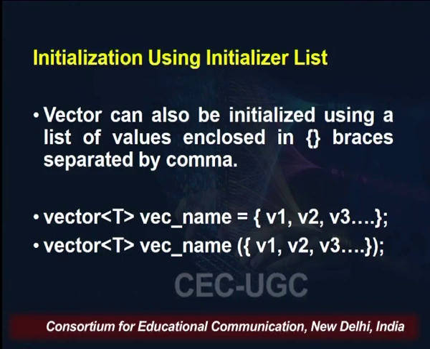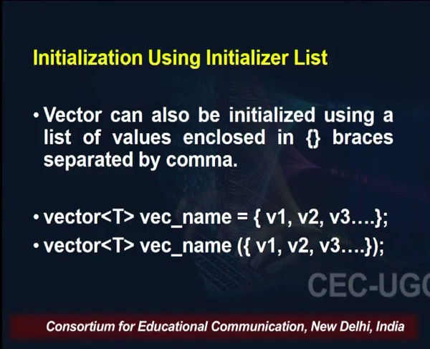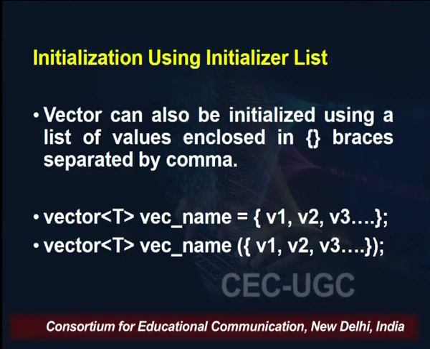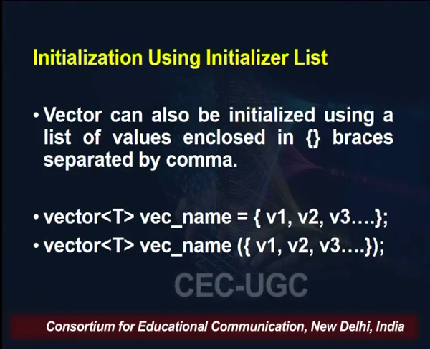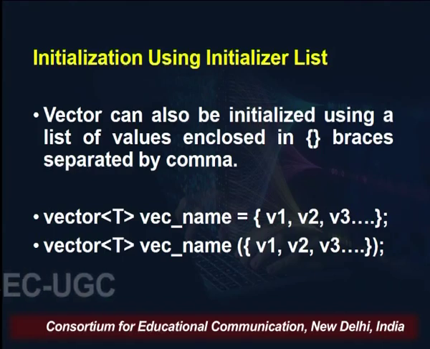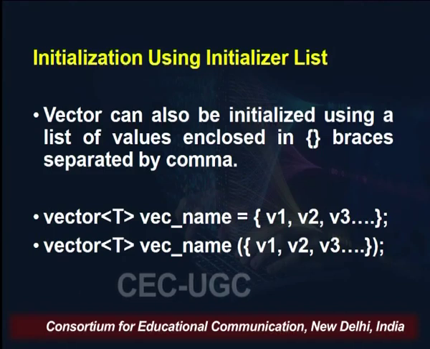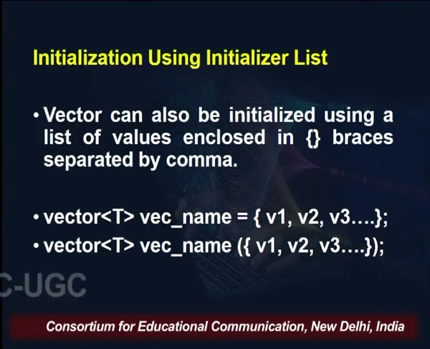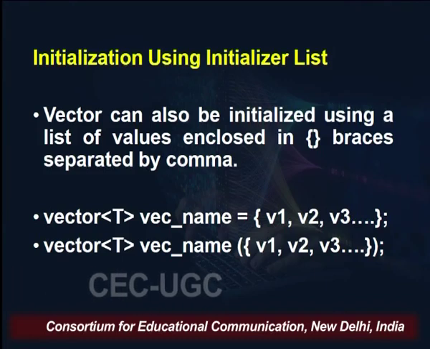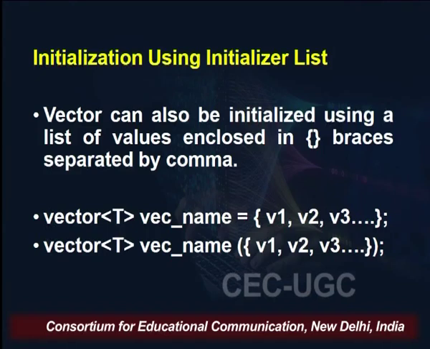Another syntax could be, instead of using an equals sign, which is the initialization operator, we can also pass this list as a parameter inside the vector name, which is the second line of the syntax written on the screen, which says vector T, vector name, and within the parentheses we have passed that v1, v2, v3 list inside the curly brackets. So, let us see how we are going to use this.